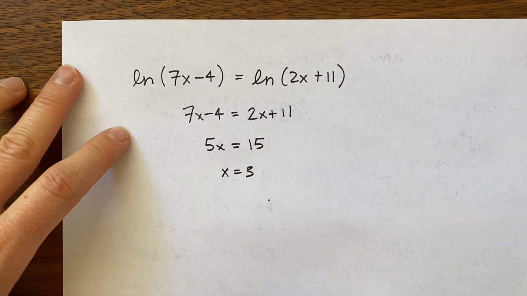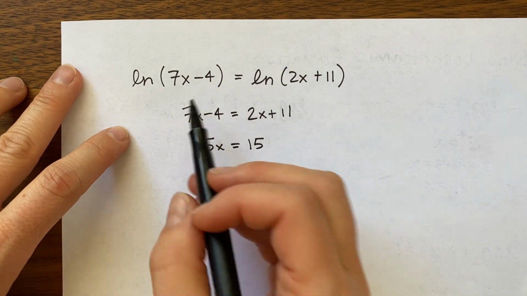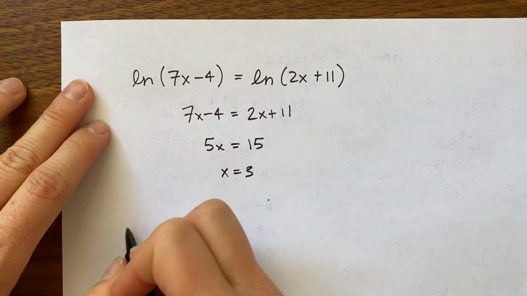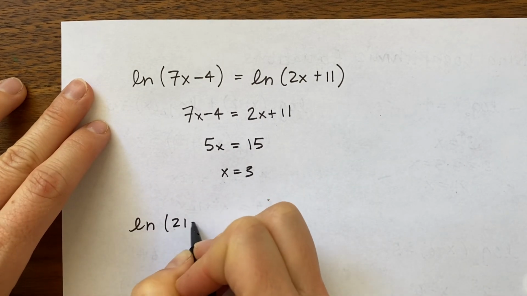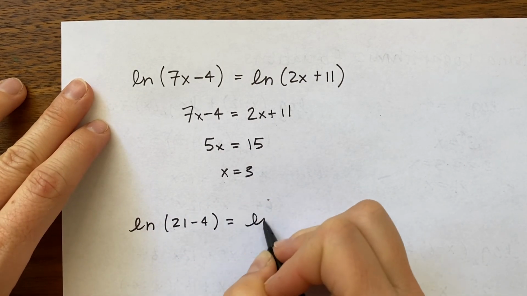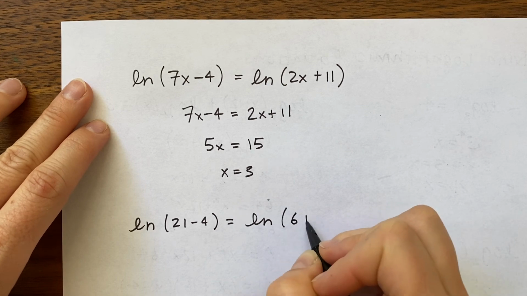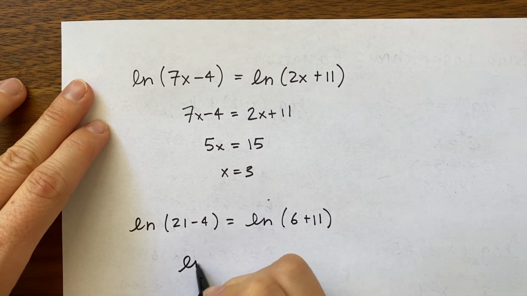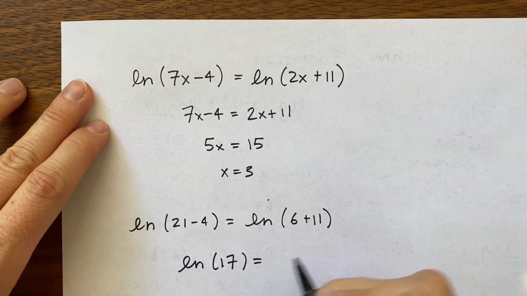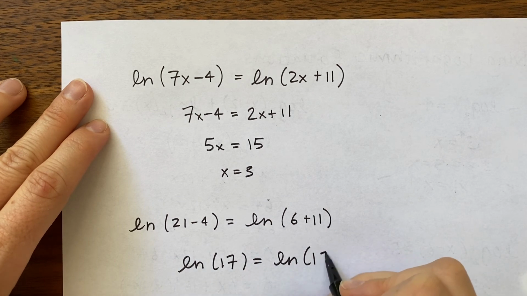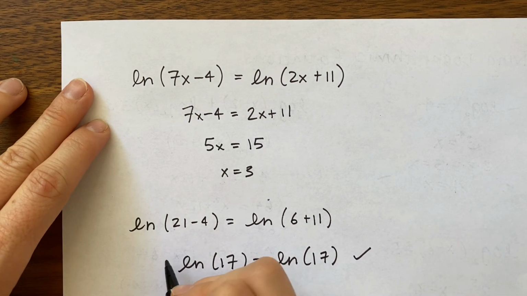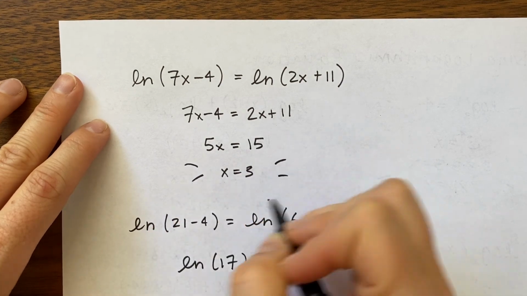Let's do a quick check to make sure that we don't have any negative arguments here. The natural log of 12 minus 4 is equal to the natural log of 6 plus 11. Is the natural log of 17 equal to the natural log of 17? Indeed it is. Huzzah! Huzzah!